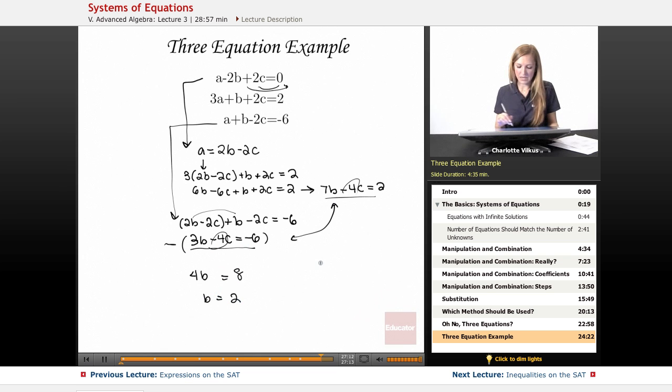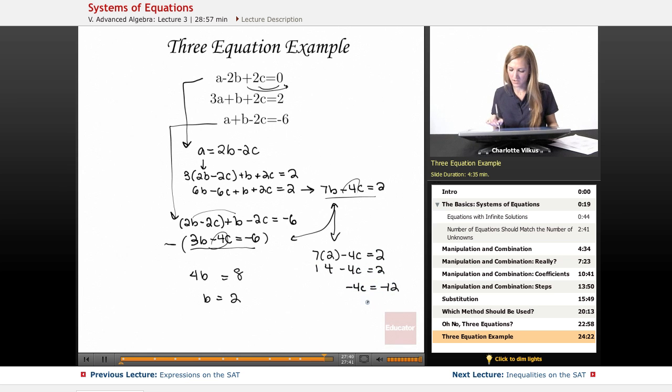And I can then plug b back into one of these equations to get c, just like I would have done with two equations. So in a two-equation problem, I would have just done 7 times 2 minus 4c equals 2. And I have 14 minus 4c equals 2, or -4c equals -12. And in this case, c is then equal to 3.